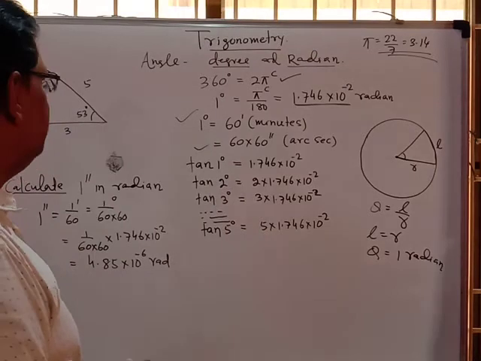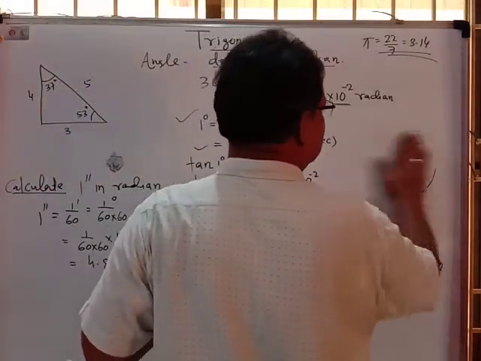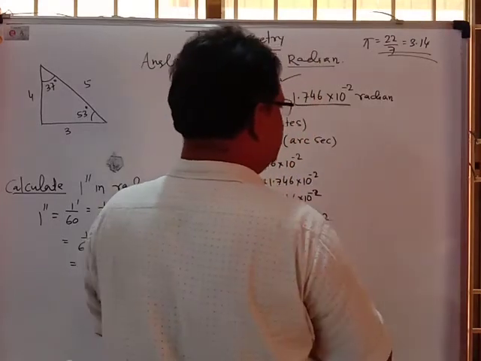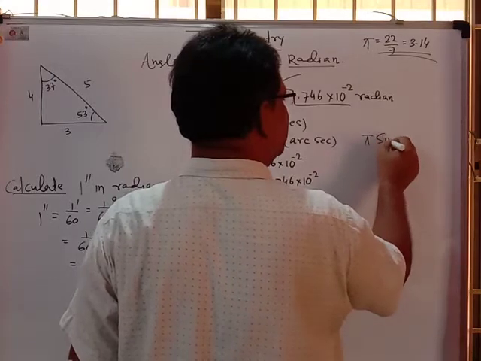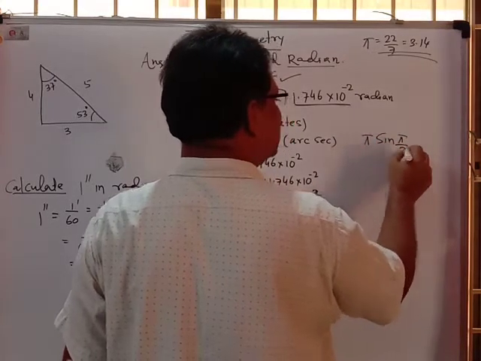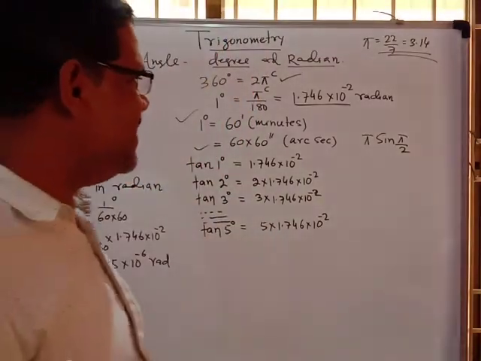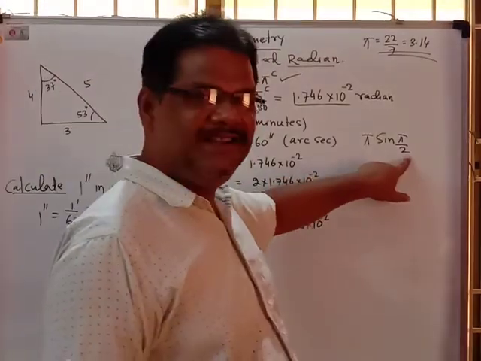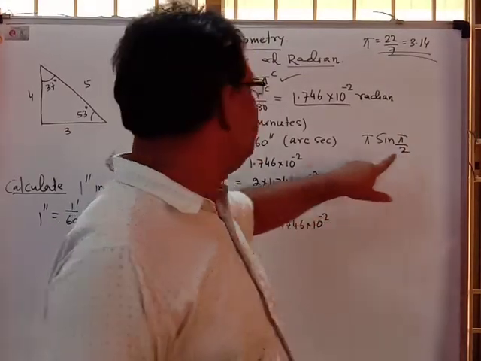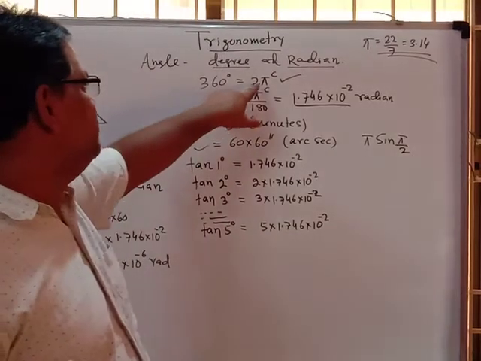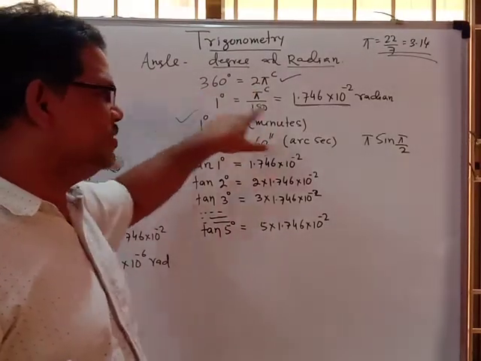So suppose you talk about degrees and minutes, what will be the values? Suppose, for example, I want to tell one example. What is the value of pi sine pi by 2? If it is written like that, pi sine pi by 2. You know that sine pi by 2 equals sine 90 degree. This pi by 2 means 90 degree. If you convert here, pi equals 180 degree and pi by 2 equals 90 degree. So sine 90 degree.